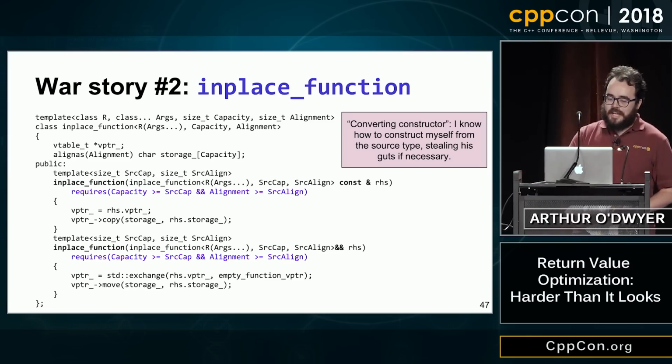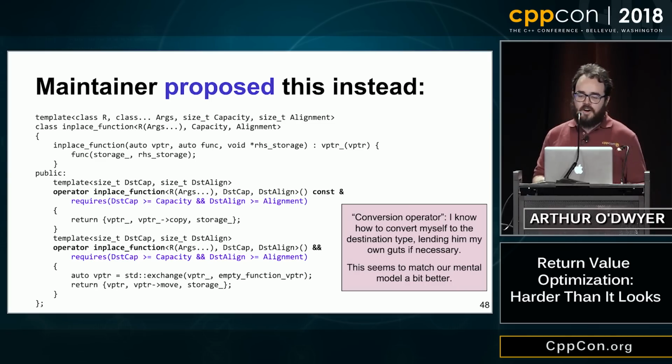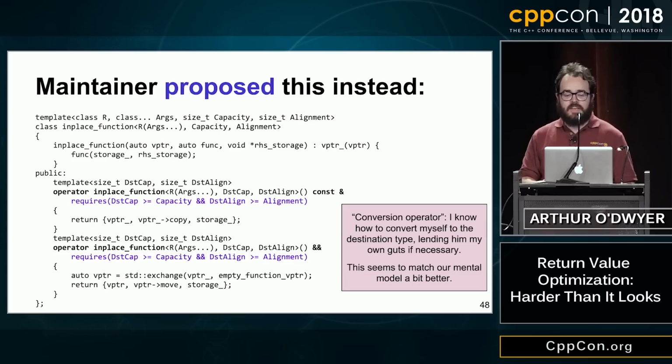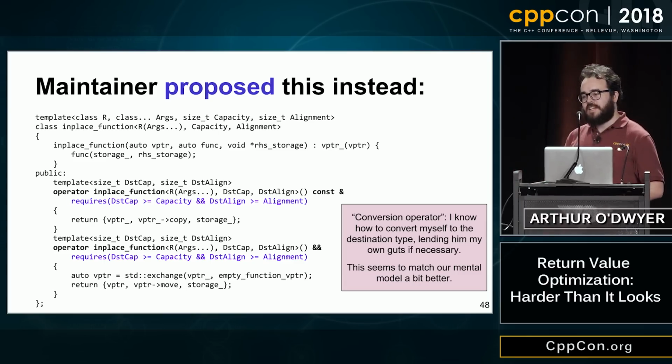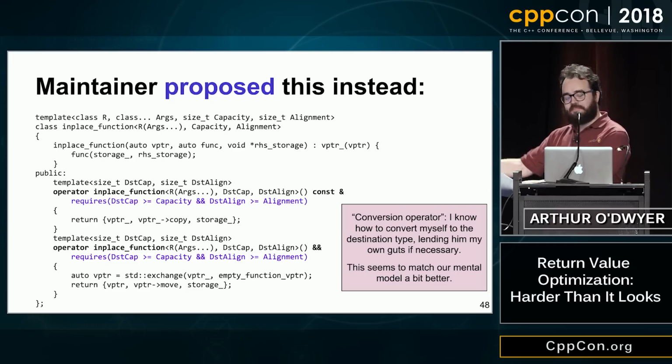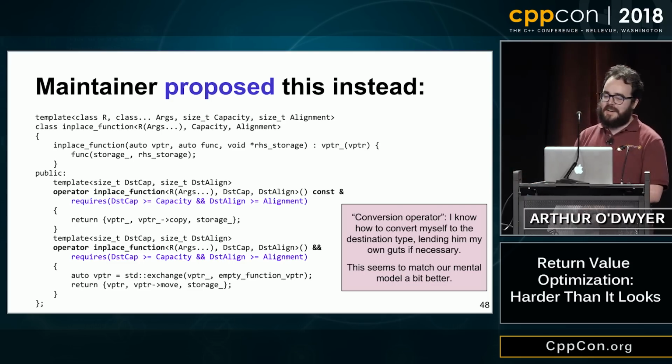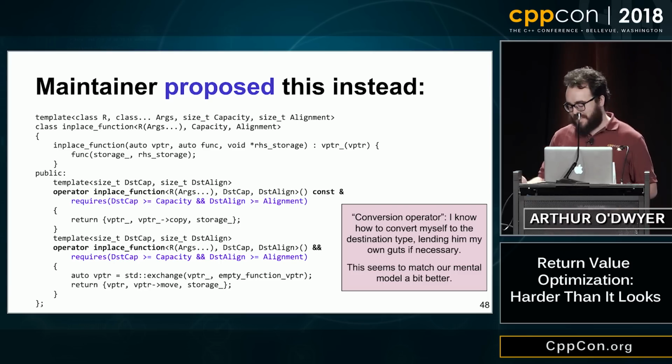Someone active on the project suggested, oh, it would be more philosophically correct to go the other way and to say, when I am being converted to a function which is bigger, then I will lend him my guts if I can. Right? And this matches our mental model a little bit better. It's self-disemboweling instead of someone else disemboweling, which is a little bit rude.